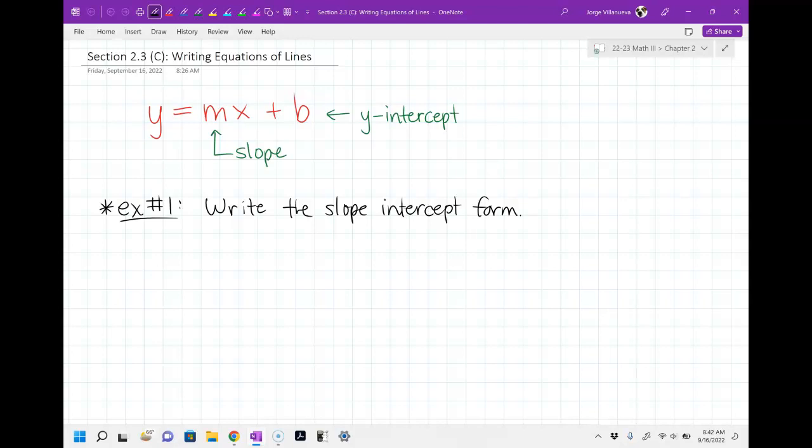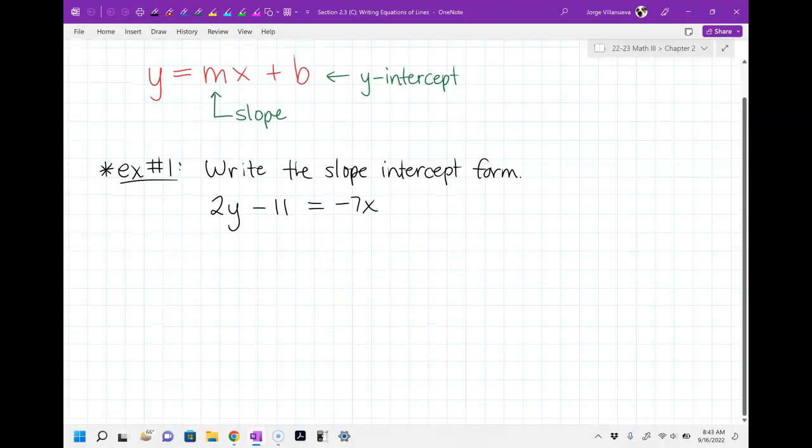Okay, and they're going to give you an equation, okay, some kind of equation. So I'll give you this one right here. 2y minus 11 equals negative 7x. So I know the equation looks weird, but remember, our whole point, whenever they tell you to write the slope-intercept form, is to solve for what letter? Y, right? I got to solve for y. That's my whole job. Get y by itself. So look at this problem right here. 2y minus 11 equals negative 7x.